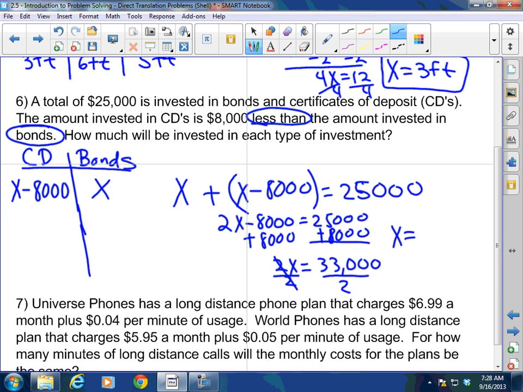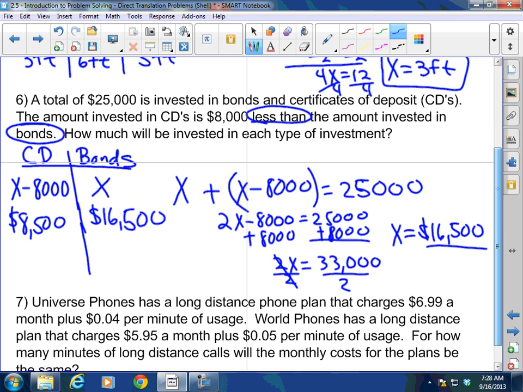So X is 16,500. I really do apologize. I should not have made that mistake. So 16,500. How much did I invest in the CDs? 8,500. 8,500 plus 16,500 is 25,000. So we are perfect, golden. Okay.